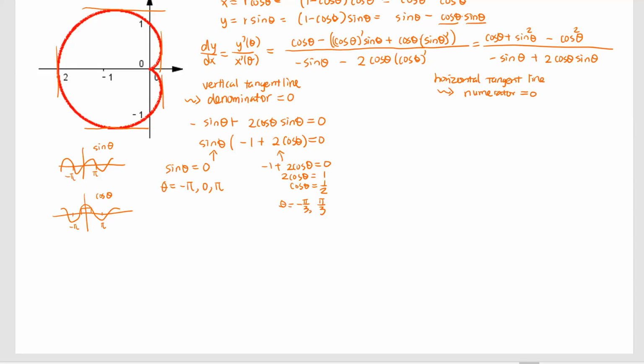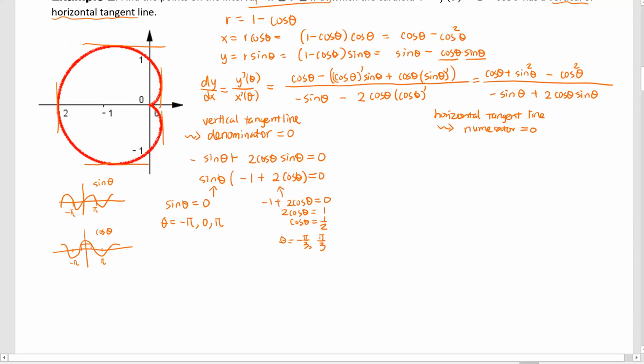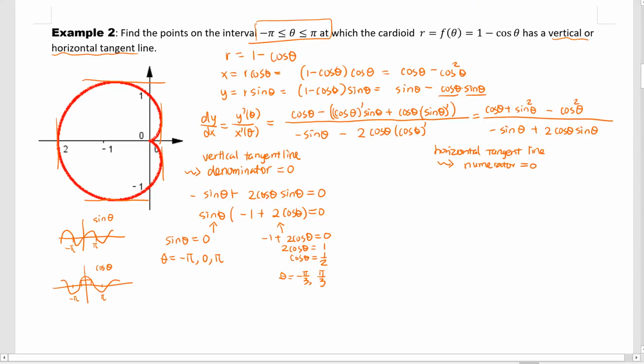Okay, so let's see. If theta equals minus pi, what are the points? Okay, so what are the points? Well, if theta equals minus pi, then r is 1 minus cosine theta. So cosine minus pi is negative 1. 1 minus negative 1 is 2. Wow, that corresponds to, let's see, minus pi is this guy, and you go to 2. So this is the point that corresponds to 2. So far, so good, everybody?